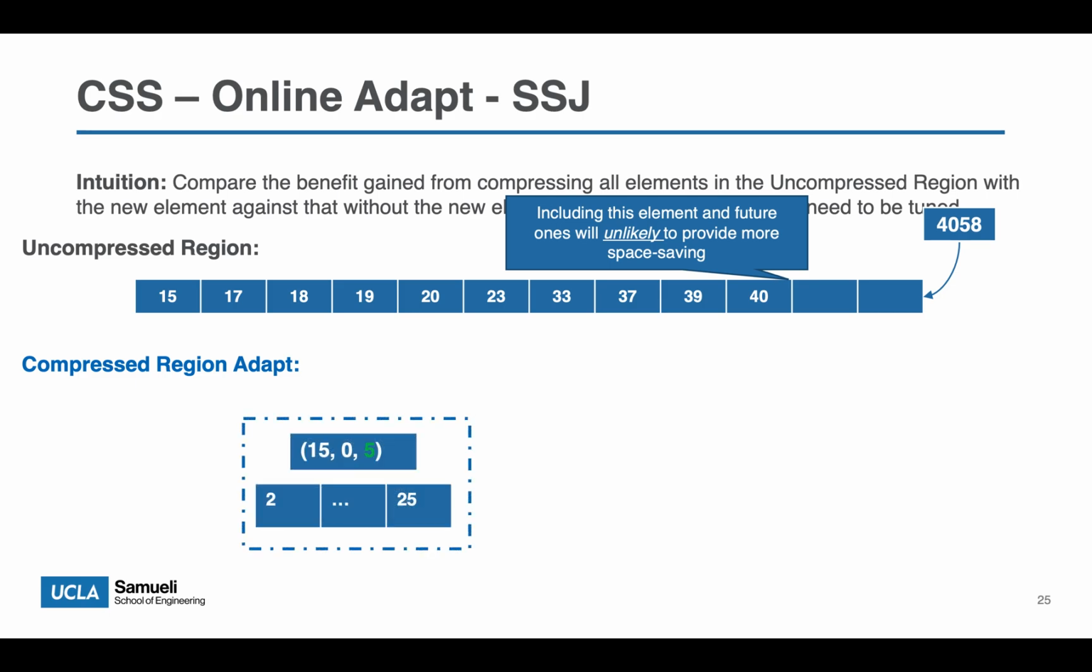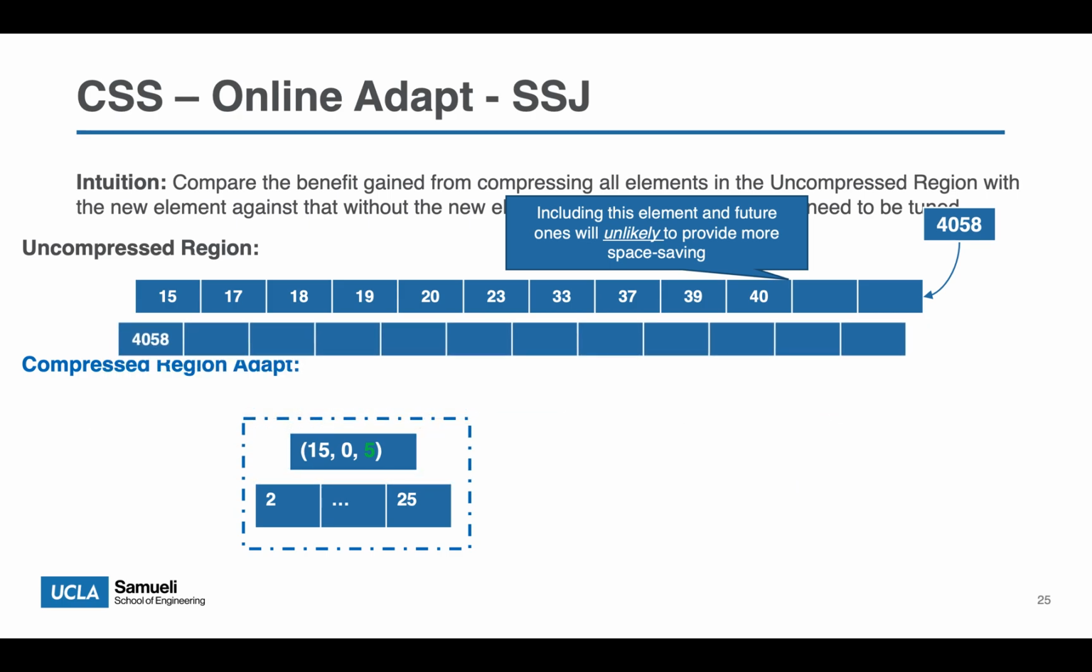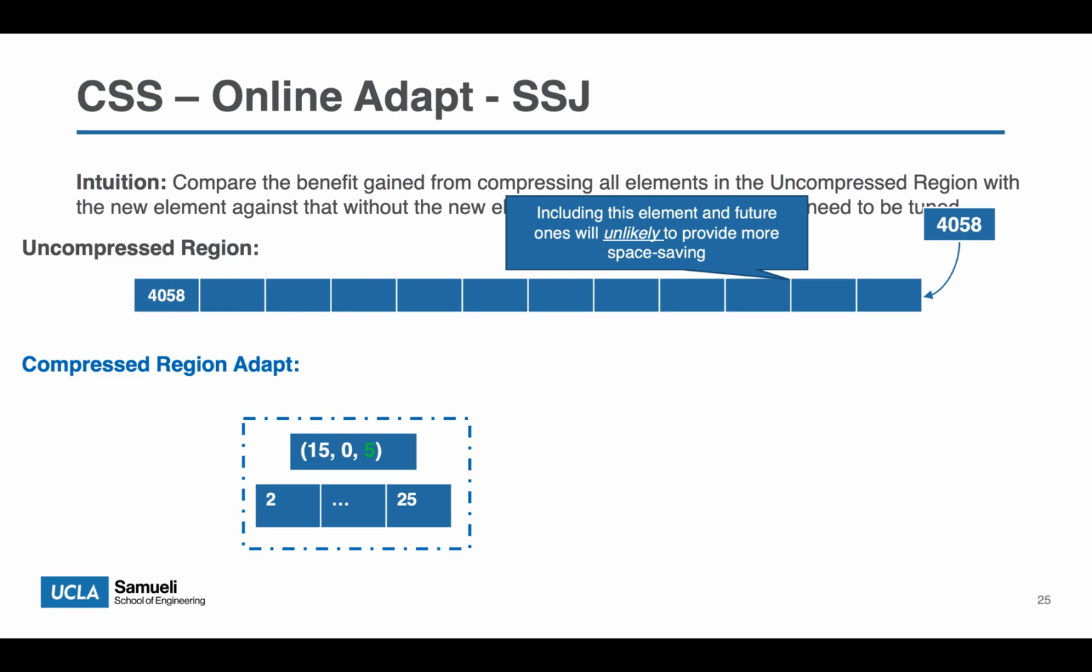So as a result, CSS adapt will decide to store the elements from 15 to 40. The 4058 will be put back into the uncompressed region. Note that this decision is made in big O of 1, so it's very fast, and it has really great performance, close to CSS vary.